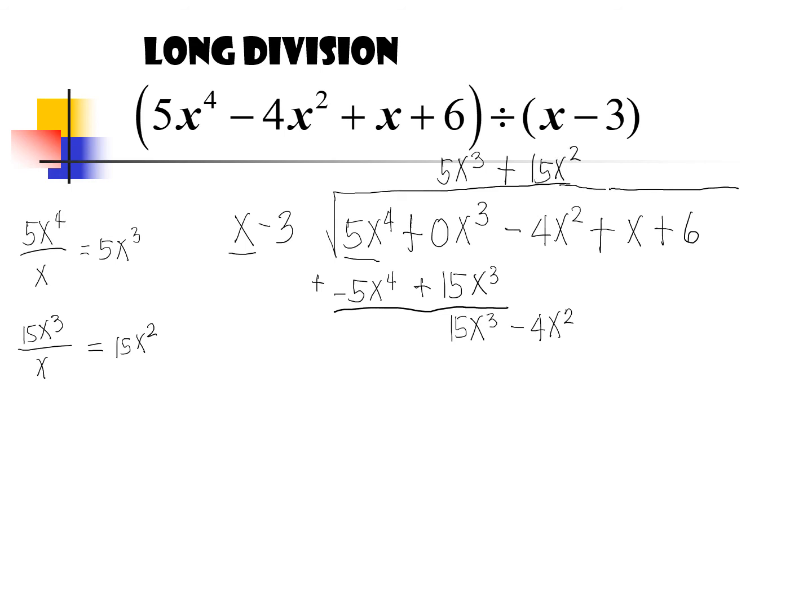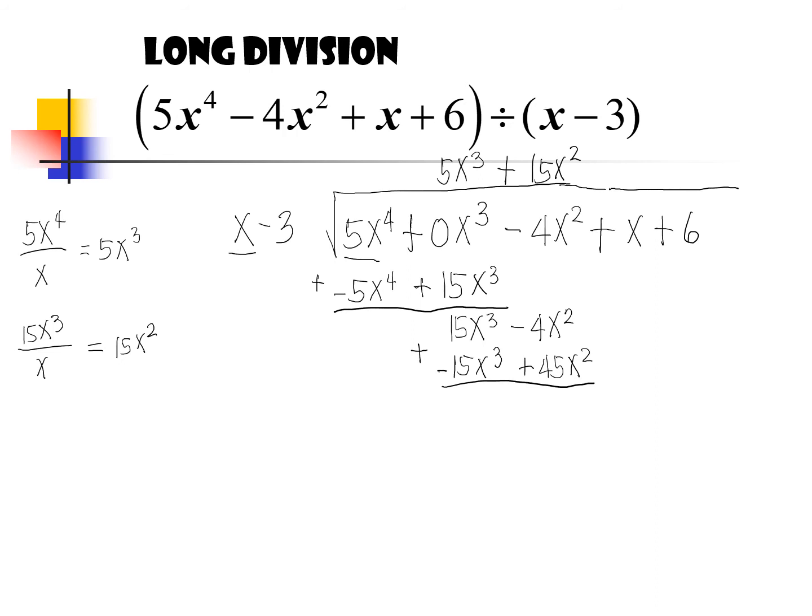15x squared. You multiply it again with the terms in the divisor. So 15x squared times x, that's 15x cubed. 15x squared times negative 3, that is negative 45x squared. Okay, so that's subtraction. But remember the keep, change. Keep everything in the minuend, change the minus to plus, and change all the signs in the subtrahend.